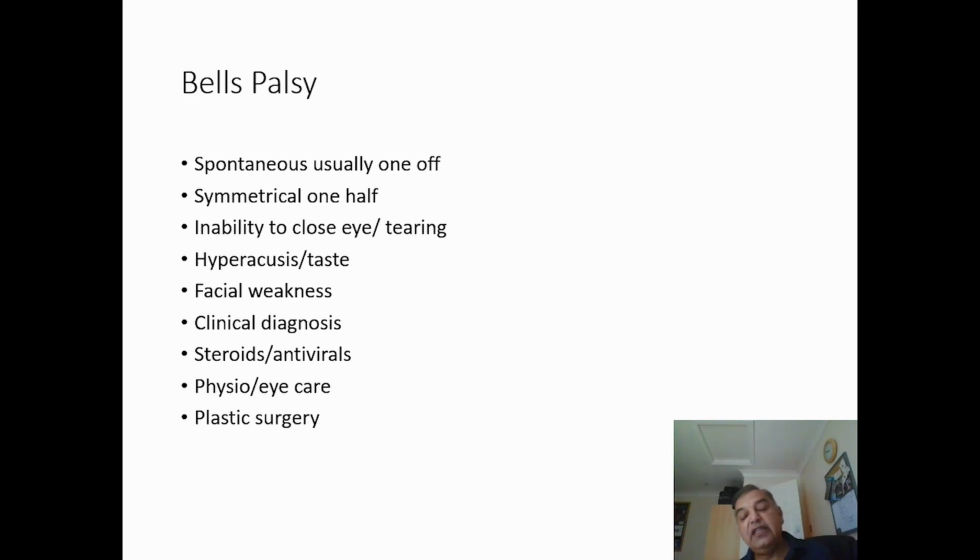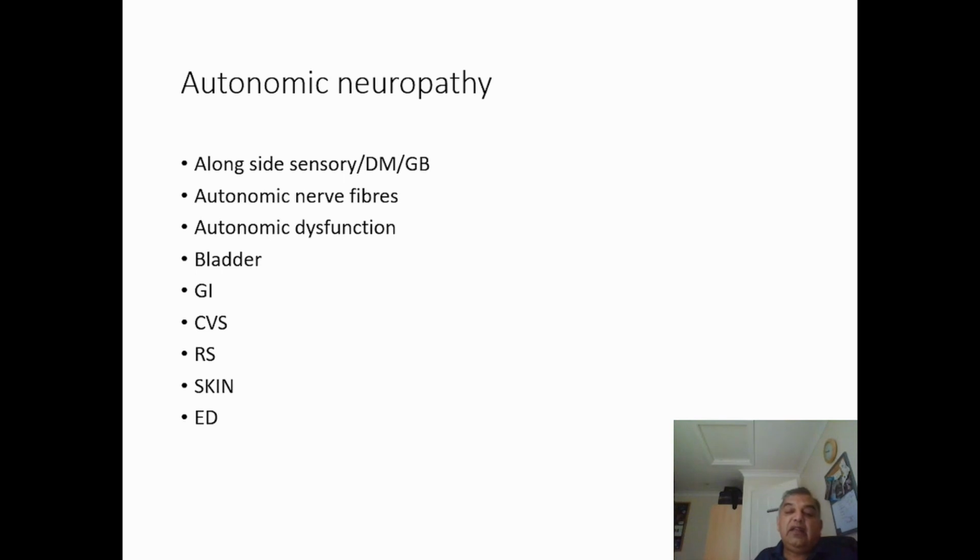If it's caught very early in the first week, patients are usually treated in this country with a course of antivirals, as there's a strong association of the herpes virus with this. Physiotherapy, care of the eyes, artificial tears, and of course, if the patient is left severely disabled after an attack of Bell's palsy, which is most unusual, then some form of plastic procedures where slings are put under the cheeks to lift up the facial muscles.